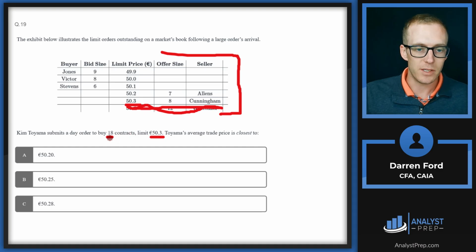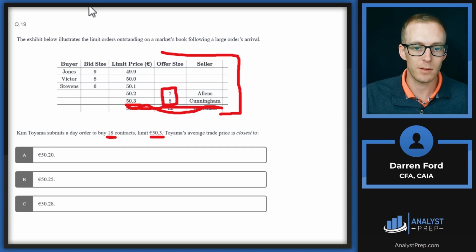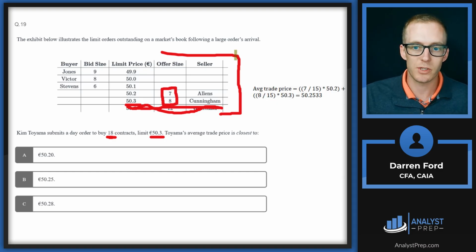The key here that makes this tricky is we want to buy 18 contracts. There's only 15 available. So only 15 of our 18 contracts are going to get executed. And so we need to calculate our average trade price based on those 15 contracts. So at this point, it's just a weighted average calculation. So we're going to take 7 of these 15 contracts were executed at 50.2. So 7 divided by 15 multiplied by 50.2. And then we'll do 8 divided by 15 multiplied by 50.3, which is these values right here. Gives us an average trade price of 50.25, basically splitting it halfway.